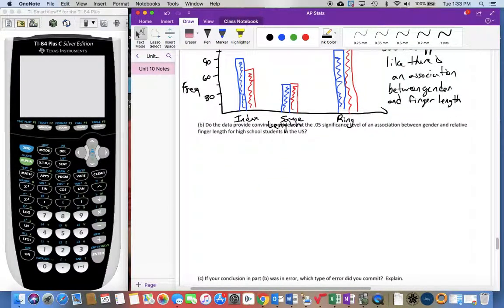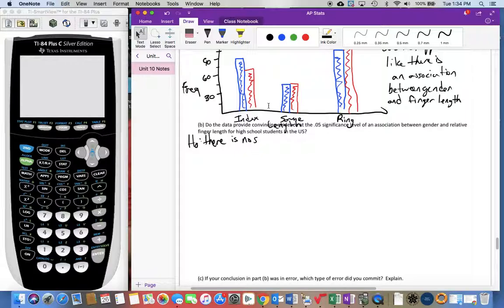So does this data provide convincing evidence at the 5% significance level of an association between gender and relative finger length for high school students in the U.S.? All right, so here's where we're going to go through that 4-step process. So starting with step 1, let's talk about our null hypothesis. We're going to start with the assumption that there is no association.